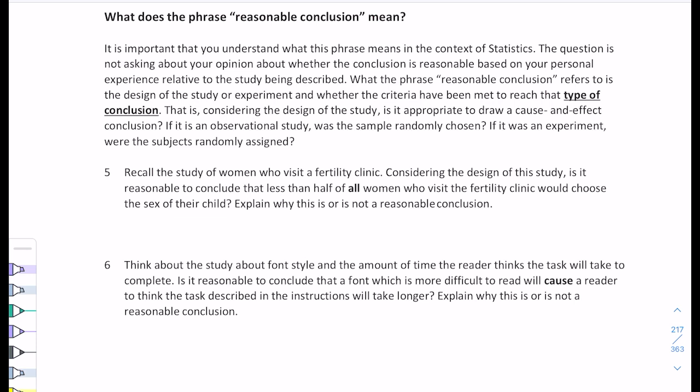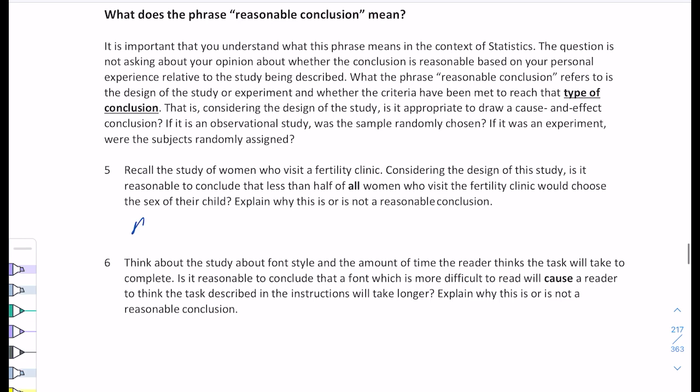In number 5, it says, recall the study of women who visit a fertility clinic. Considering the design of this study, is it reasonable to conclude that less than half of all women who visit the fertility clinic would choose the sex of their child? Explain why this is or is not a reasonable conclusion. I would say it's not, because you did not have a randomly chosen sample.